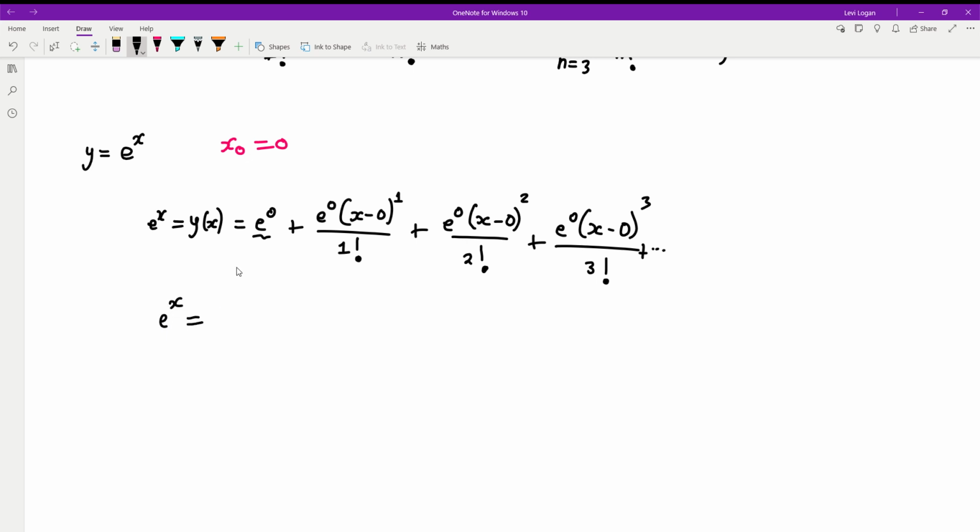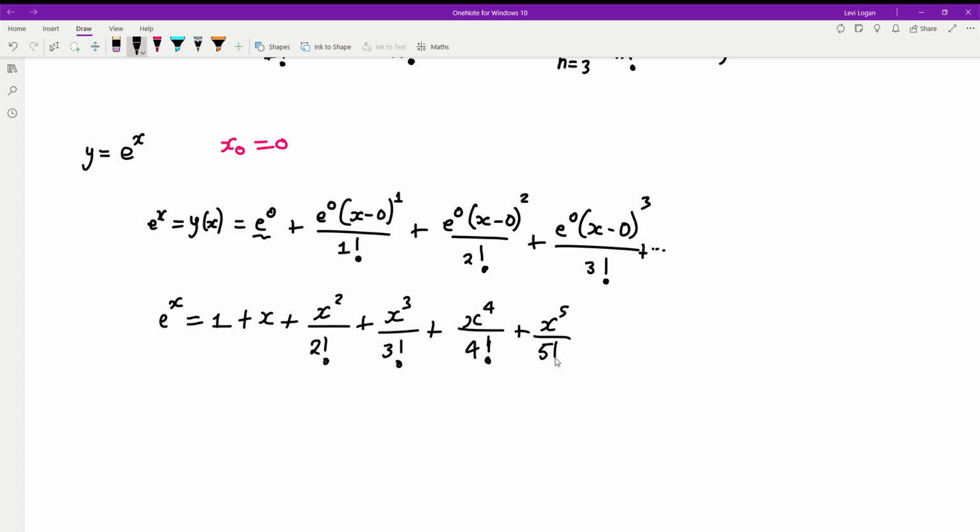So e to the x is represented as: e to the power of 0 is 1, plus x, because 1 factorial is just 1, so it's just going to be x here, the first term. This here will be x squared on 2 factorial, plus x cubed on 3 factorial, and it keeps going on and on. So this is the Taylor series for an exponential curve about the origin.